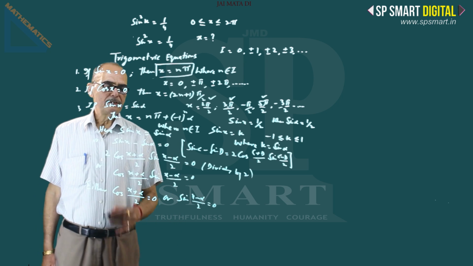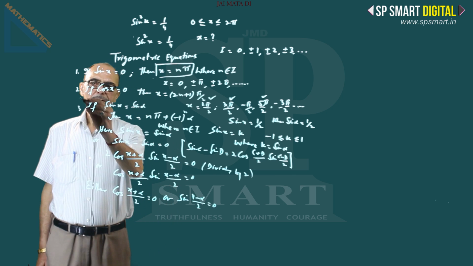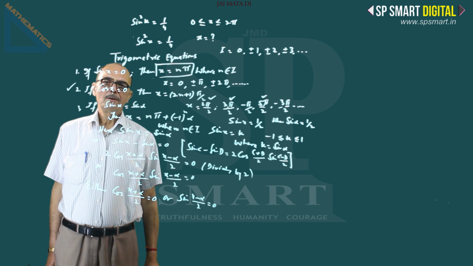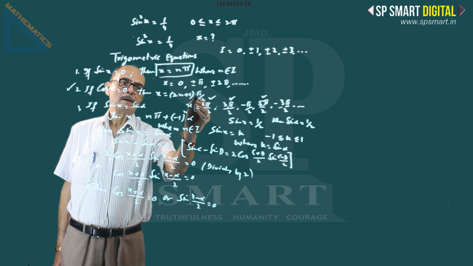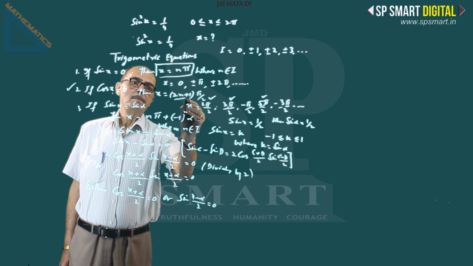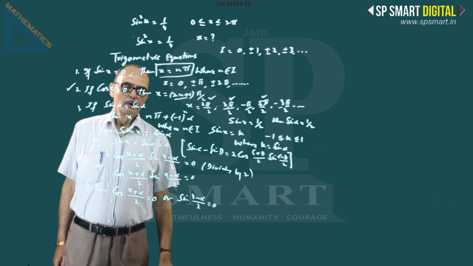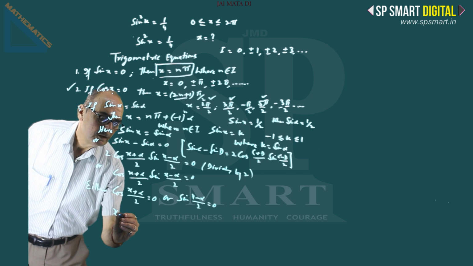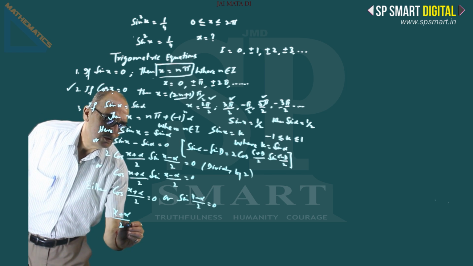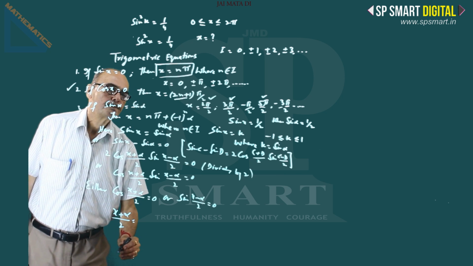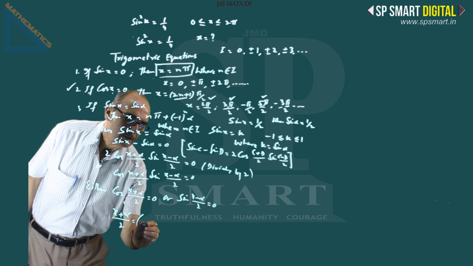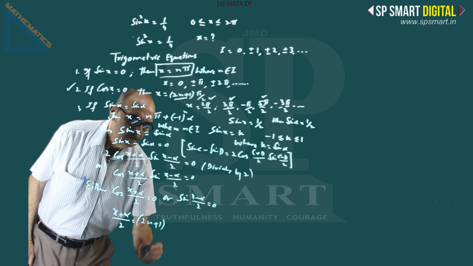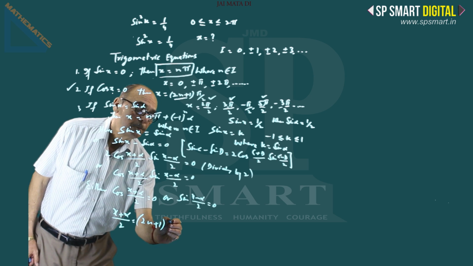If cosine of some angle is 0, we make use of the second result, that if cos of some angle, say x, is 0, then x equals 2n plus 1 pi by 2, that is odd multiple of pi by 2. So, here, instead of x we have x plus alpha by 2 equals 2n plus 1 into pi by 2.